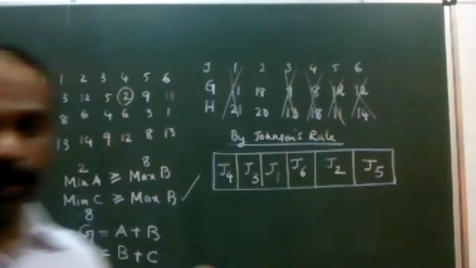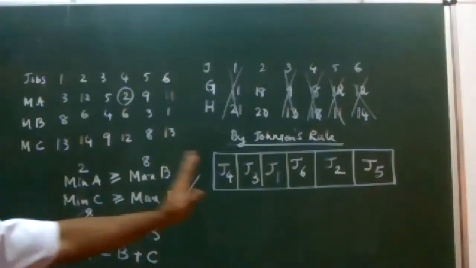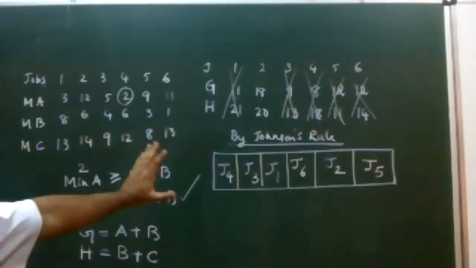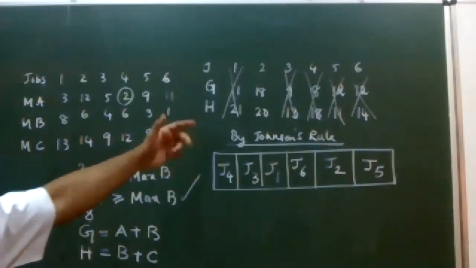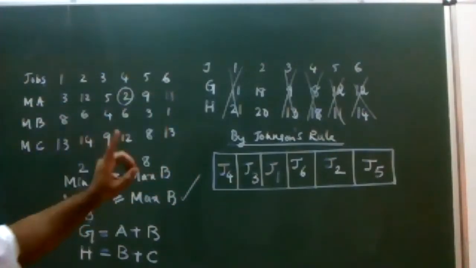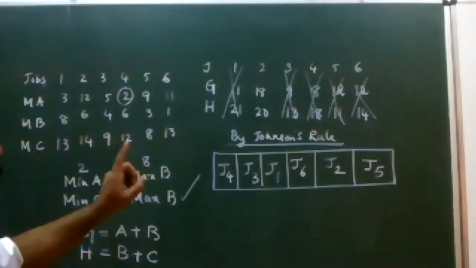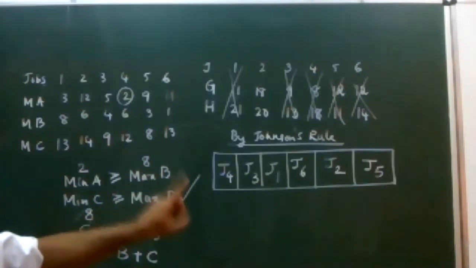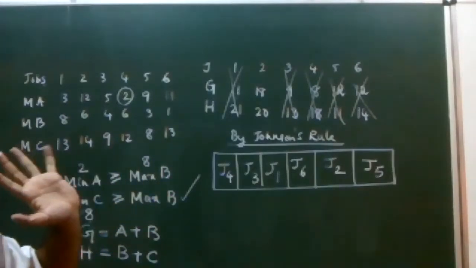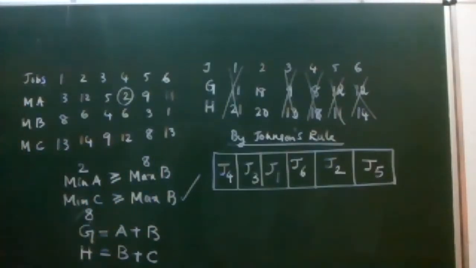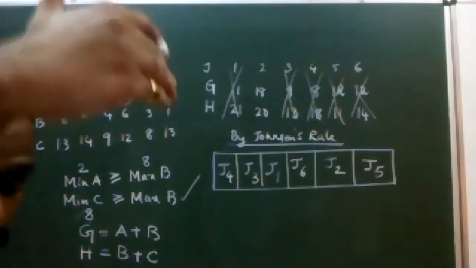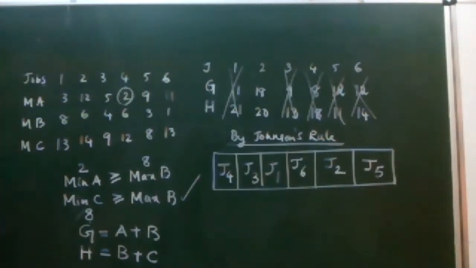Now with the help of Johnson's rule, I have got the values. The sequencing is ready, or the way the jobs have to be processed is ready. So 4, 3, 1, 6, 2, and 5. Okay. Now the process we converted from 3 machine problem to 2 machine problem ceased to exist now.